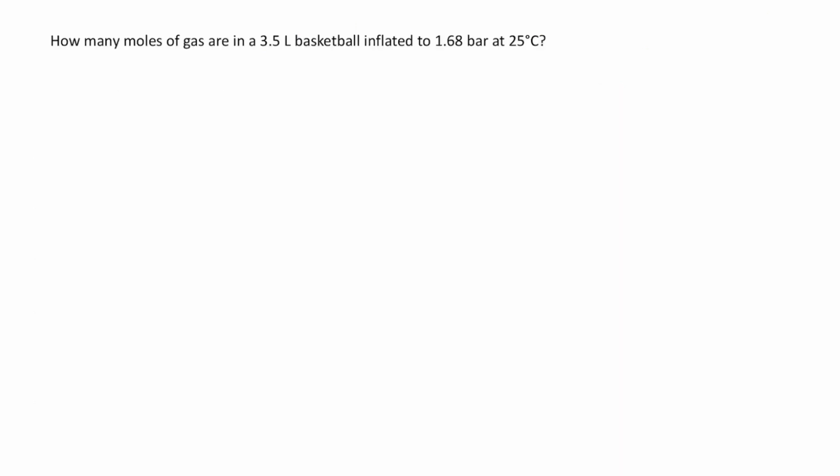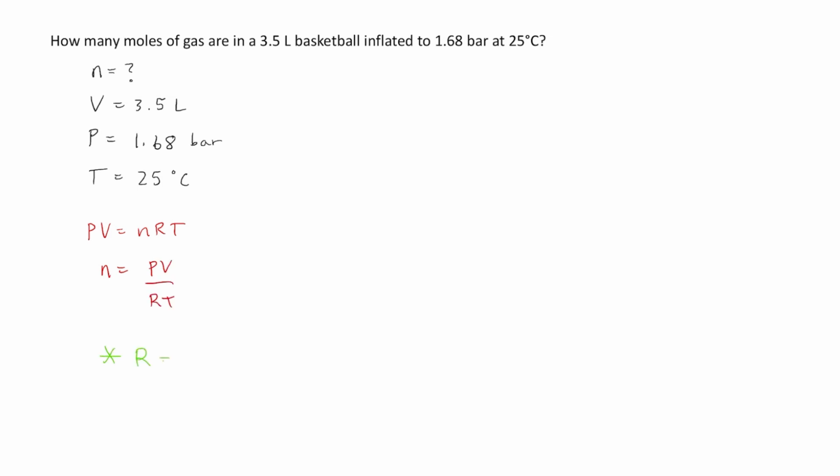Alright, we're going to do 2 practice questions using the ideal gas law. This one's the first one, and it's pretty simple. We want to know how many moles of gas are in a 3.5 liter basketball that has been inflated to a pressure of 1.68 bar at 25 degrees Celsius. The first thing you want to do is write your ideal gas law. Then we can rearrange and isolate for the number of moles.